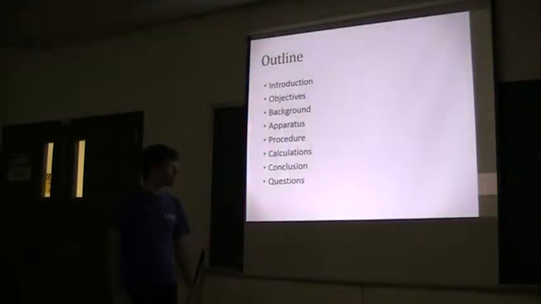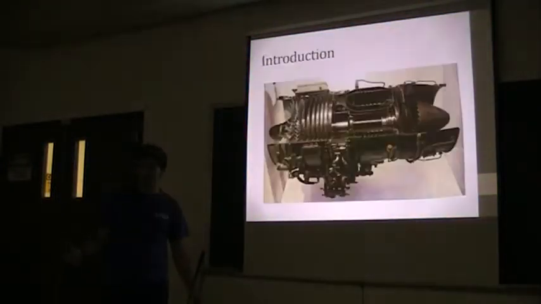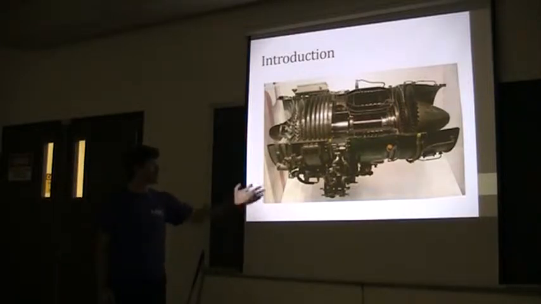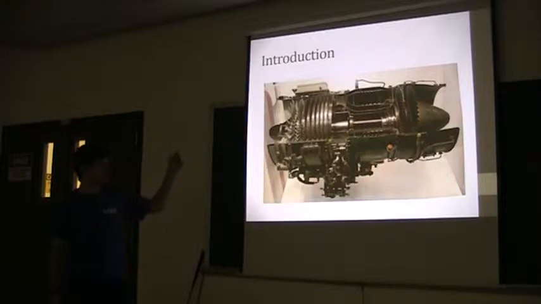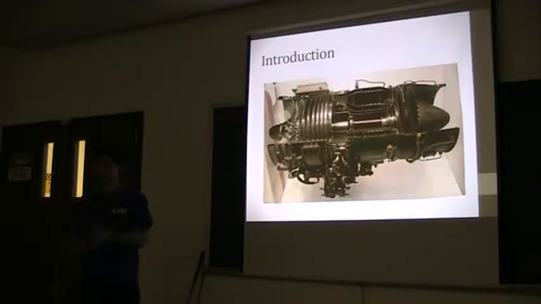A quick outline of what we do, and let's jump right into it with an introduction. You can see this is an example of a jet turbine. There are the fins in the back, and the nozzle. Air is going to be going in and undergoing the Brayton cycle, and the air is going to be expelled at the end at really high speeds to produce thrust.